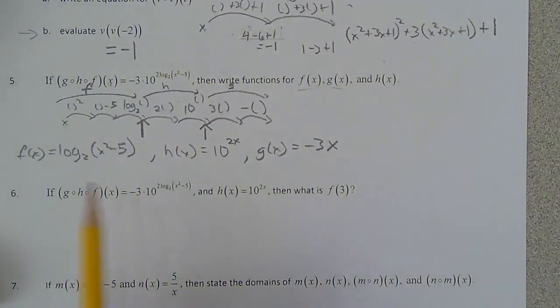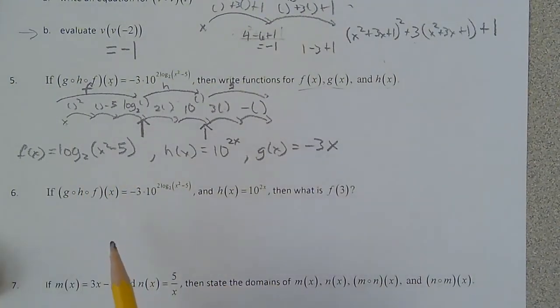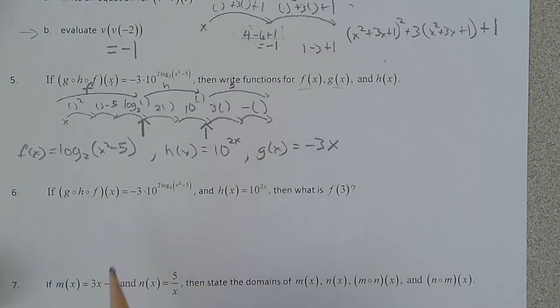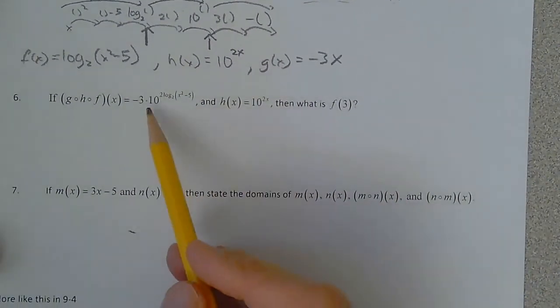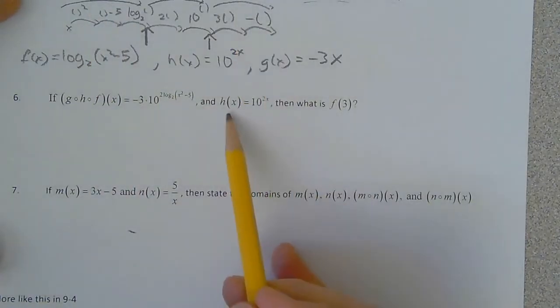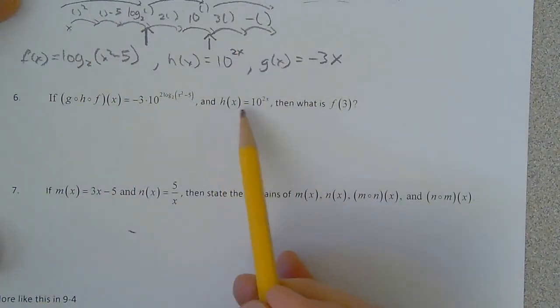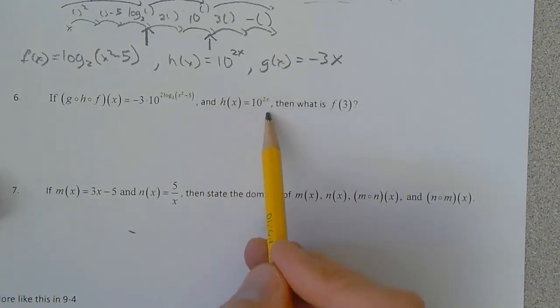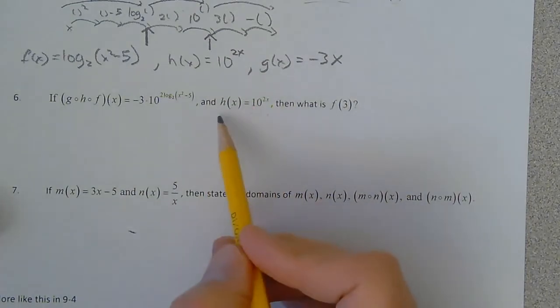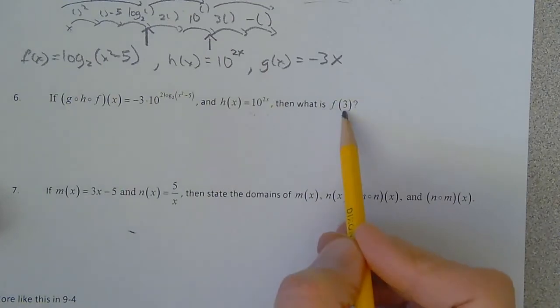I could break this absolutely anywhere in there that I want to, and come up with different functions that would combine in there. Now 6 is going to be a little bit more specific. It says if you have that set of arrows and you know that the h of x is 10 to the 2x, so the way I chose it happened to work out exactly on this problem. I promise I didn't do that on purpose. But then it says, what is the f of 3?